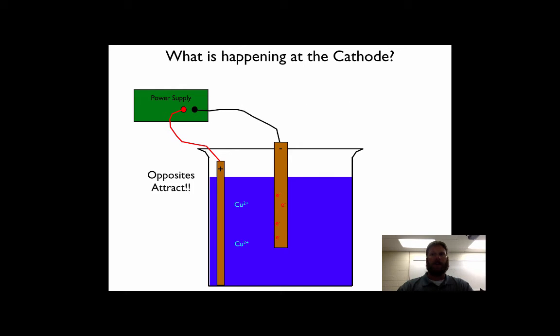The electrons build up on the cathode, giving it a negative charge. Now opposites attract, so the Cu2+ ions in solution will move to the cathode, pick up 2 electrons, and become copper metal. This is electrolysis in a nutshell.